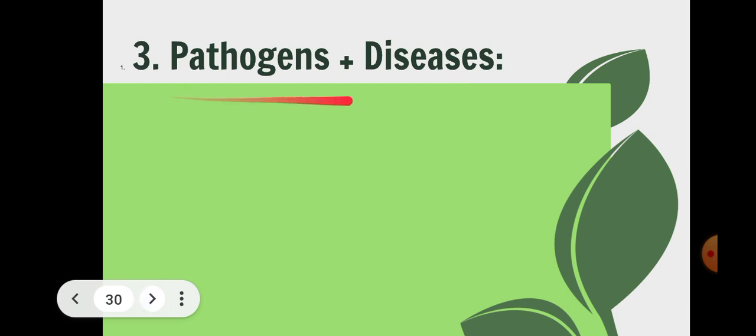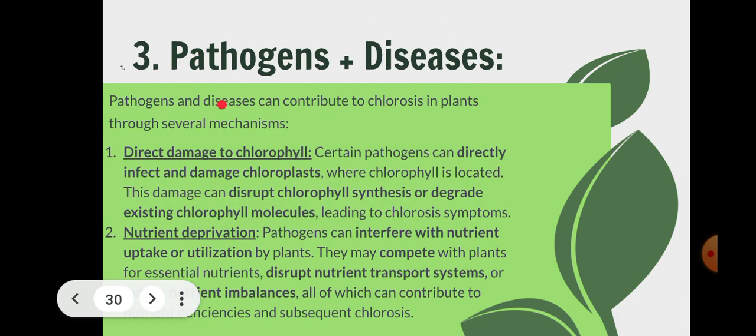The third one is pathogens and diseases. Pathogens are harmful living organisms that cause different kinds of diseases. These can contribute to chlorosis in plants through different mechanisms. The first one being direct damage to chlorophyll. Different kinds of pathogens can directly infect and damage chloroplasts where the chlorophyll is located, and this damage can disrupt the normal chlorophyll synthesis or even degrade existing chlorophyll molecules.